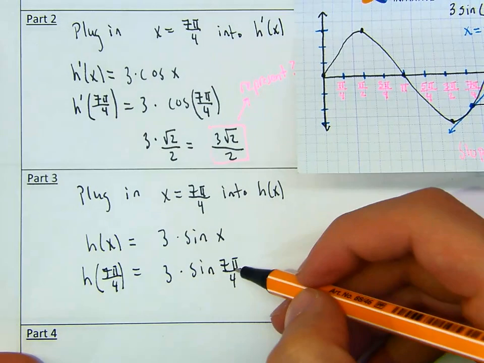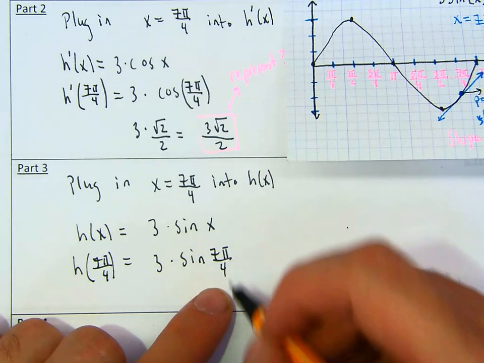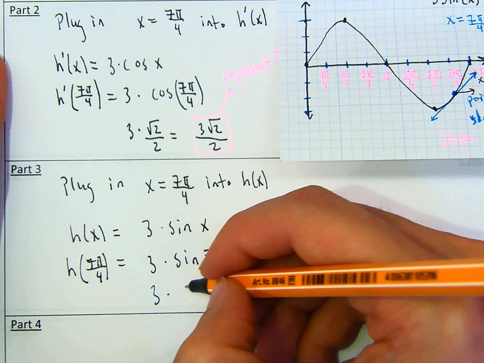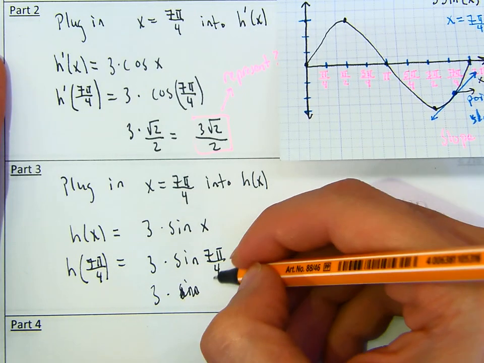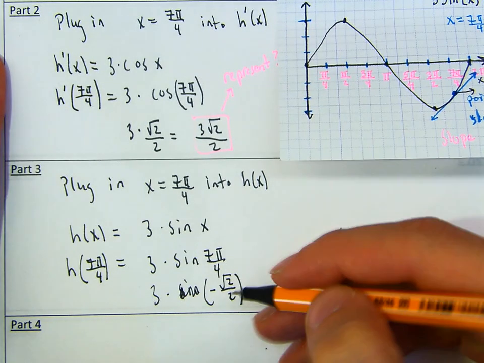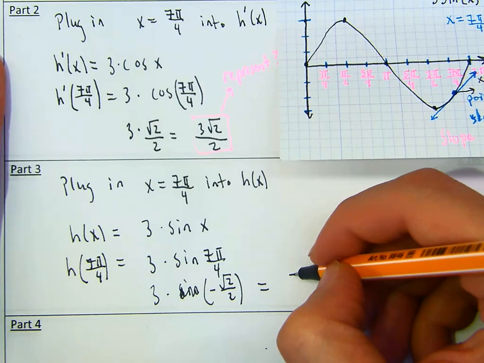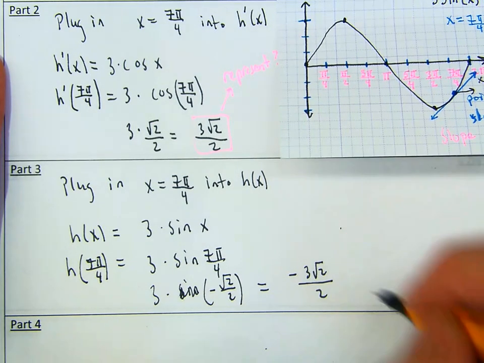Take your time, pause the video, and figure this out on your own, right? You should get 3 times sine of 7 pi over 4. This should be negative radical 2 over 2 because sine is negative in the 4th quadrant. So then this becomes negative 3 radical 2 over 2, okay?